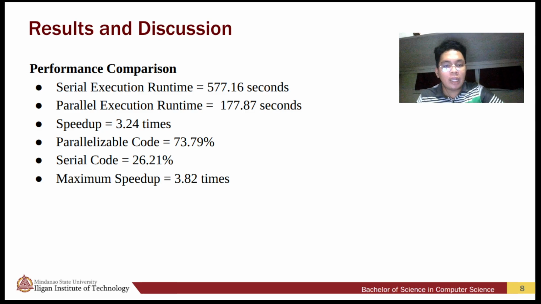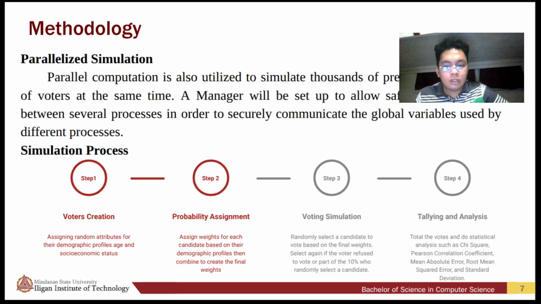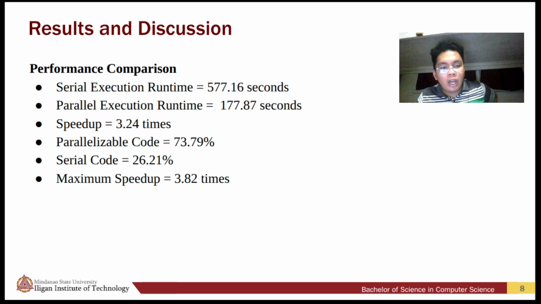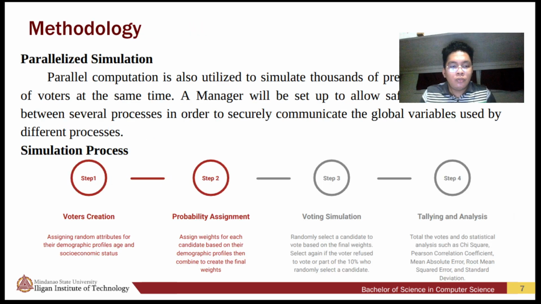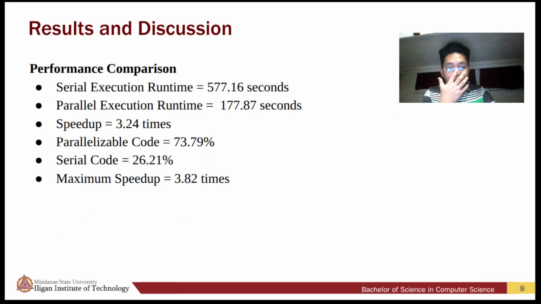Using Amdahl's law, I've calculated the parallelized code part and the serial code part, which are 73.79% and 26.21%, which is related to the steps I've mentioned earlier. The 73% steps can be parallelized, while the last one is serialized only.